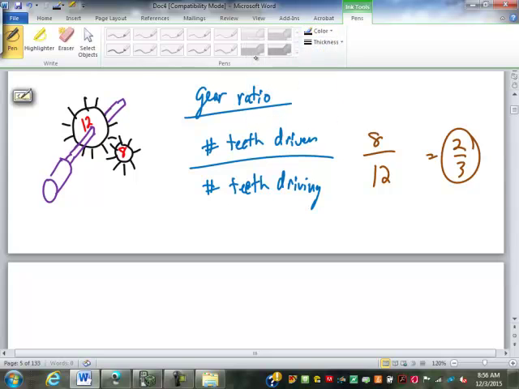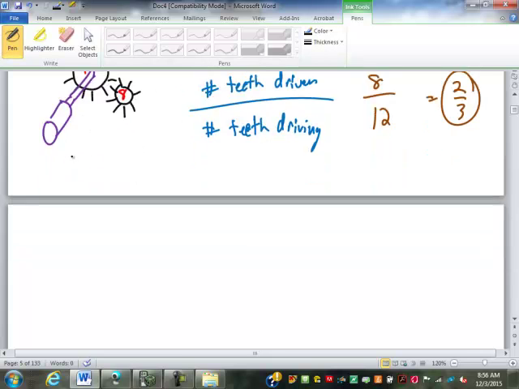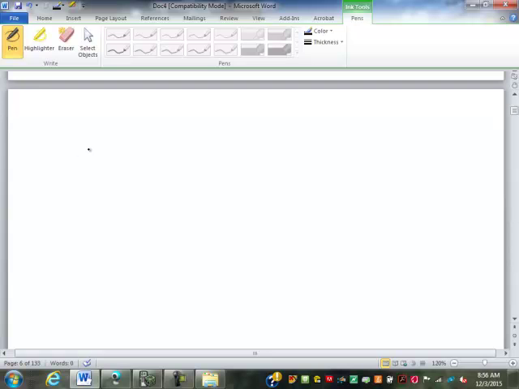Now that ratio describes the number of teeth, but it also describes other things, the ratio of RPMs and stuff like that. Ratio of torque, all sorts of wonderful things.